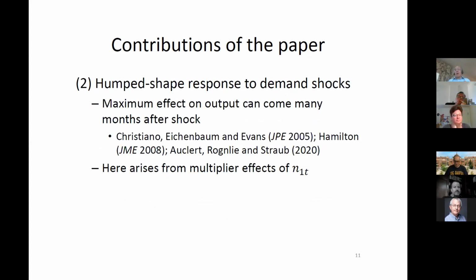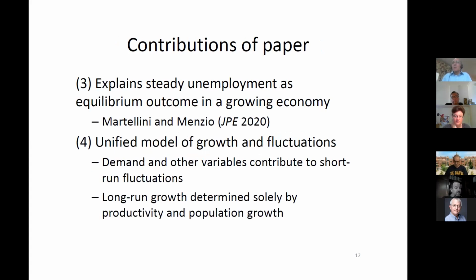Second contribution, the model can deliver a hump-shaped response to a demand shock. And this also is something we see in the data that's a little puzzling. We see, for example, a monetary contraction, and it's not until months later that we seem to see a response of the real economy. There are people who have talked about that and various models to explain it. Here it arises entirely from that multiplier effect through N1. And so that's one of the reasons I showed you that particular example. It doesn't have to be hump-shaped. It depends on the example and how long it lasts and various things, but it can give that hump-shaped response.